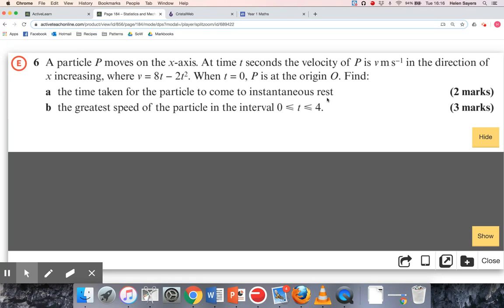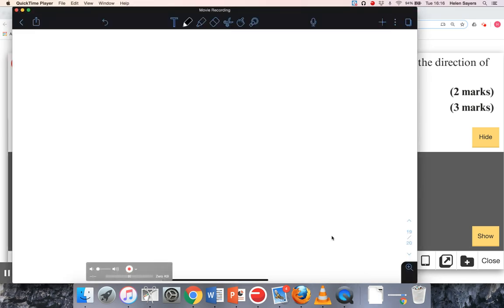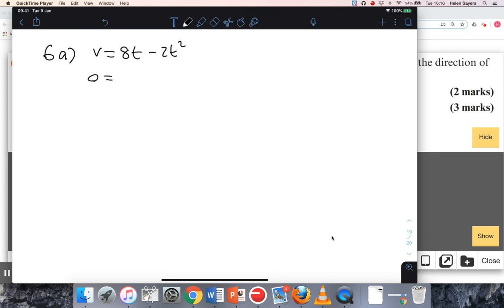It's saying instantaneous because immediately after that it'll carry on moving, so it doesn't stop completely. It doesn't stop permanently, I should say. Okay, so question 6a. So the function is that v is 8t minus 2t squared. So it's at rest when v is 0, and I'm going to take 2t out as a common factor. So it's at rest when t is 0 and when t is 4 seconds.